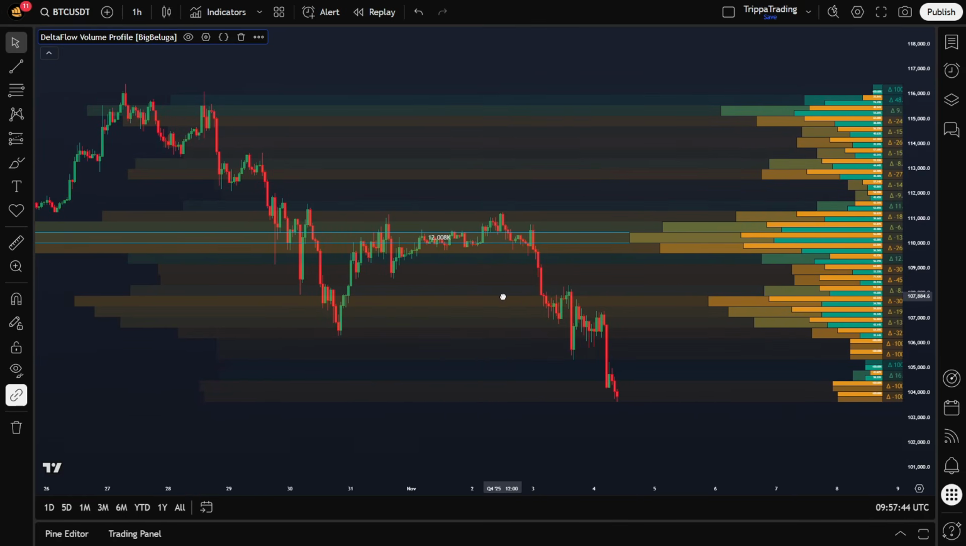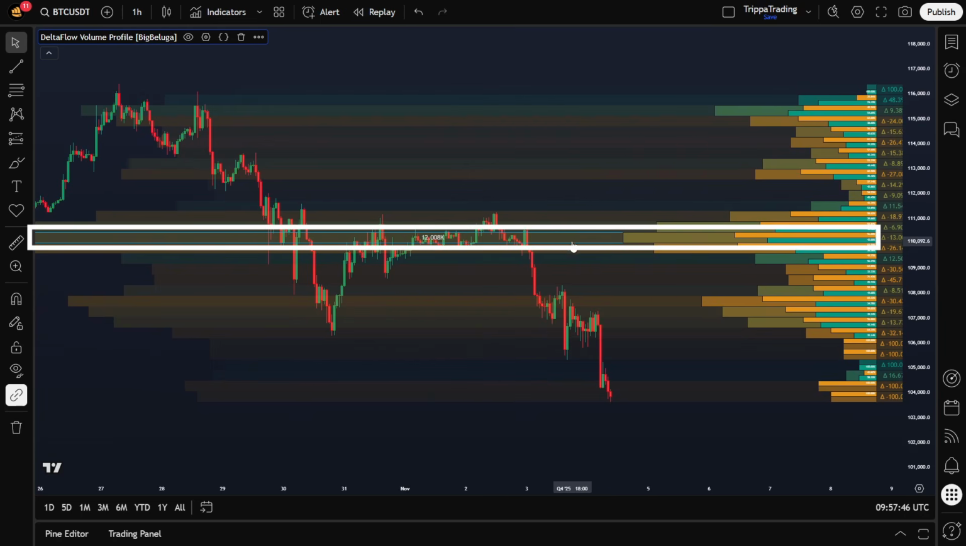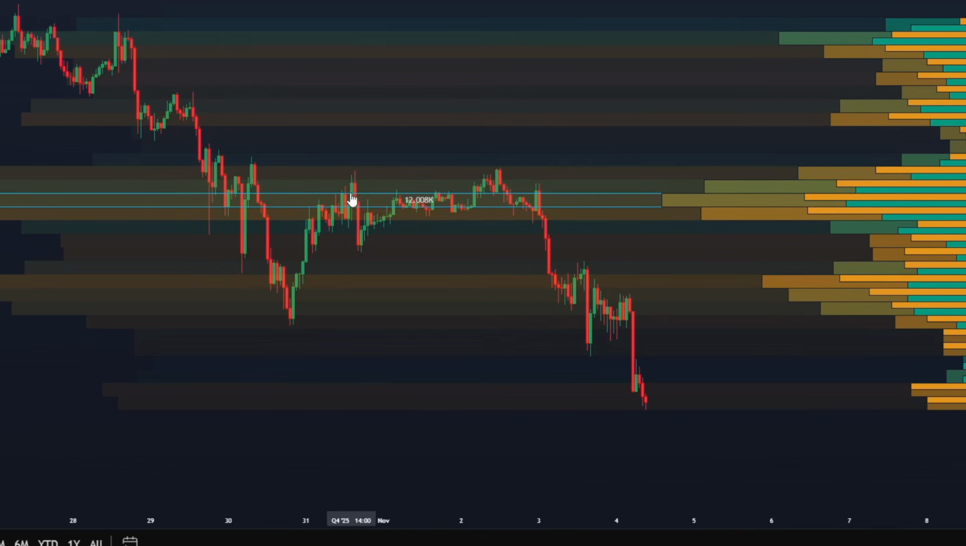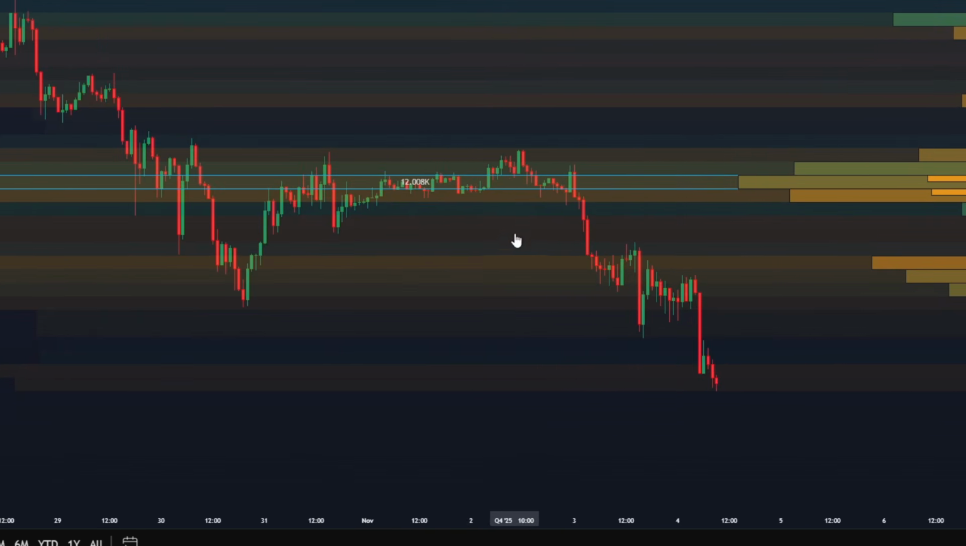Now, one key element of this indicator is the point of control, also known as the POC. It's highlighted as the longest bar. That's the price level where the most volume occurred during the last 200 bars. Think of it as a magnet. Whenever price gets near the point of control, it usually reacts, either bouncing off it or stalling around it before breaking out. Let me show you exactly how this helps in real trading.